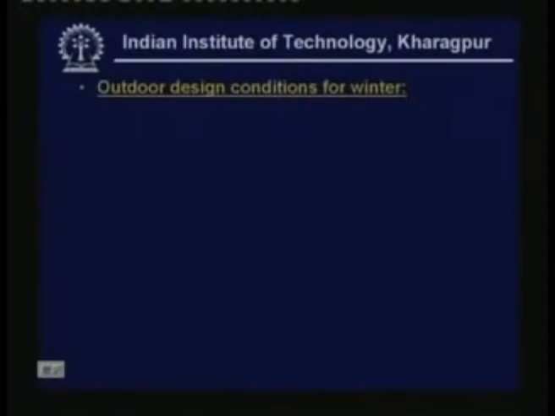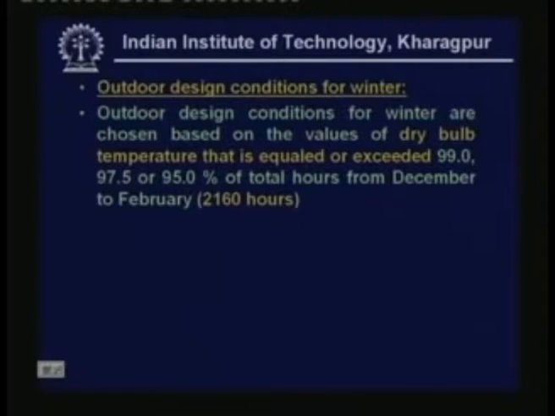But in the absence of any recommendations, one can go for the 2.5% value. Okay. Next comes the selection of outdoor design conditions for winter. Just like summer, outdoor design conditions for winter are chosen based on the values of dry bulb temperature that is equal or exceeded 99%, 97.5% or 95% of total hours from December to February. December to February is a typical winter time.